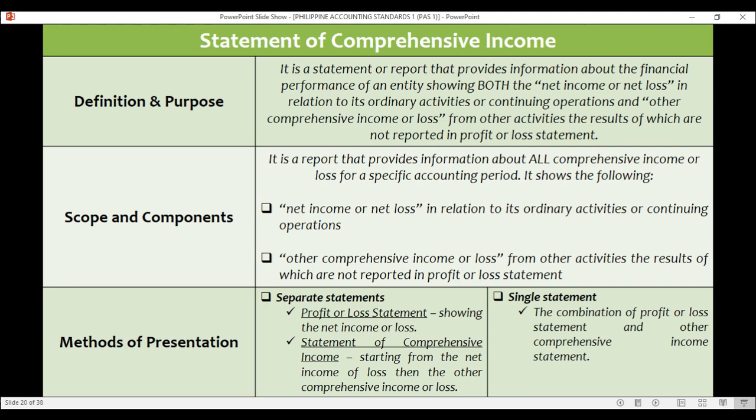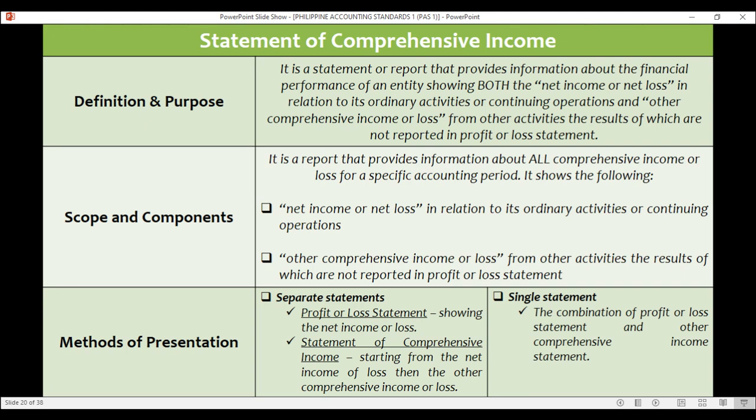Therefore, the component of our statement of comprehensive income encompasses both the net income or net loss reported in your profit or loss statement, and the other comprehensive income or loss reported in the other comprehensive income statement. The method of presentation of our statement of comprehensive income could either be separate statement or single statement. When we say separate statement, we start first with the profit or loss statement, showing the net income or loss for the current period, then followed by the comprehensive income statement.